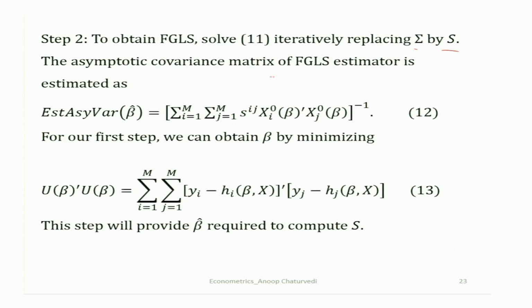So, in equation 11, we just replace Sigma by S and then we obtain the solution. And then the asymptotic covariance matrix of the FGLS estimator is estimated by this quantity. Say the estimate of this asymptotic variance covariance matrix is [summation over i and summation over j of S^{ij} X_i⁰(β)ᵀ X_j⁰(β)]⁻¹. So, we apply this iterative procedure for obtaining the FGLS. Then for our first step, we can obtain β by minimizing this quantity. This step will provide β̂ required to compute S.